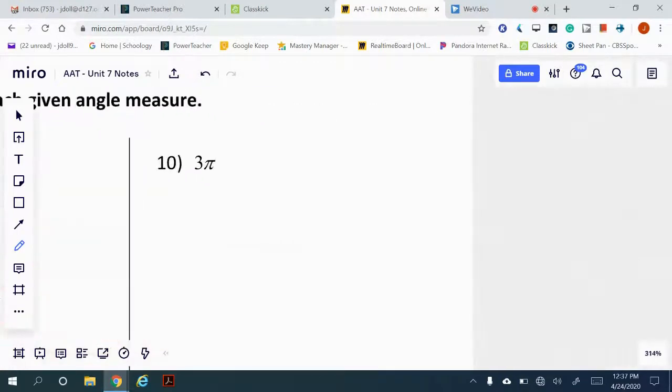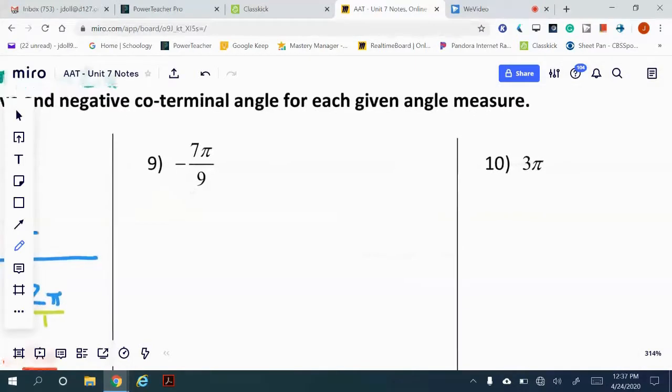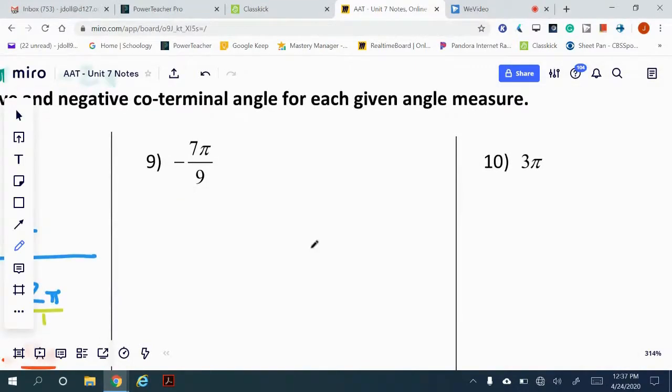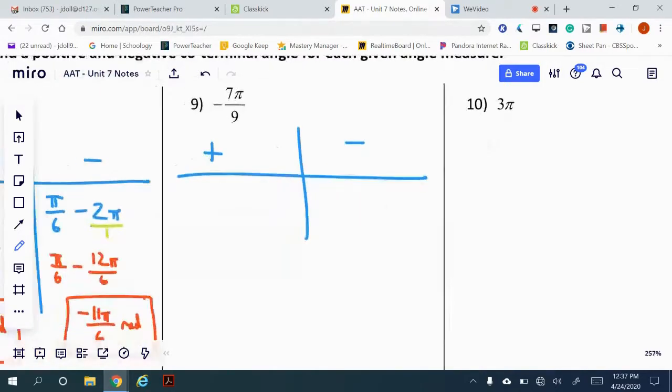That one was really nice because adding and subtracting 2 pi to pi over 6 is easy. Let's do one more where we have to actually work with a denominator where we have to change that denominator. Addition and subtraction here. So I'm going to start with negative 7 pi over 9, and I'm going to add 2 pi, and I'm going to start with negative 7 pi over 9, and I'm going to subtract 2 pi.